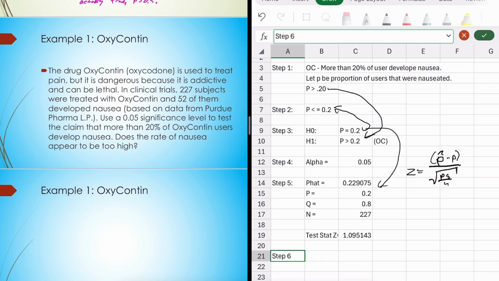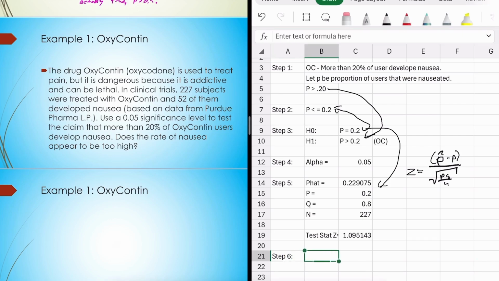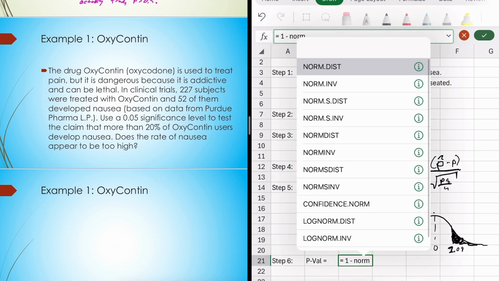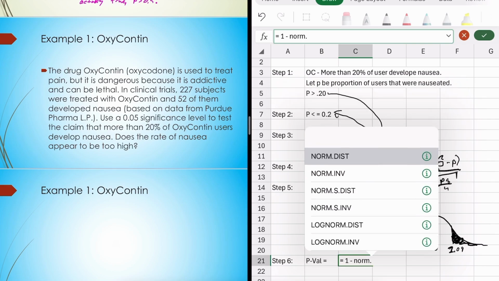Step 6 is to compute the p-value. Normally distributed. Here's 0. Here's 1.09. I need to find the alternative, greater than. So I'm looking for this area about 1 standard deviation away. That area is not very small. Let's do this now. It equals the area to the right, 1 minus norm dot dist.